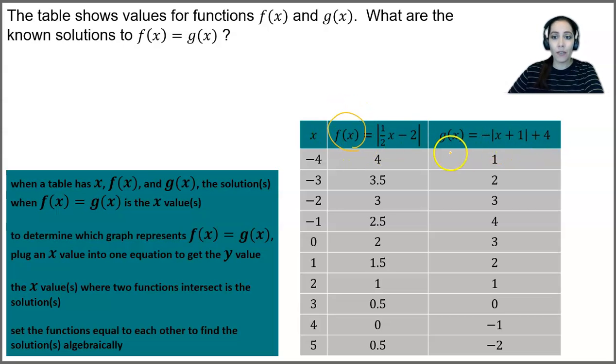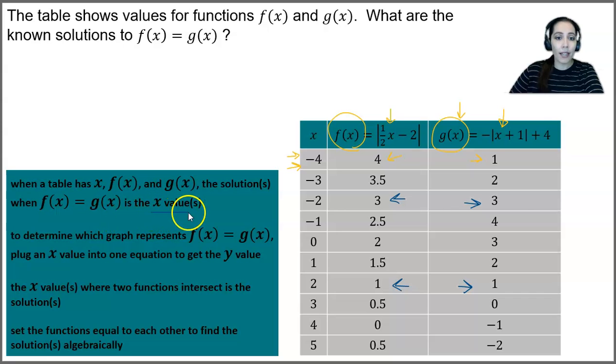So I'm looking where f of x equals g of x. What they already did here is they plugged in -4 for x, and they got 4. Then they plugged in -4 for x here for g, and that's how they got 1. So what we're going to do is look where f of x equals g of x. I can see that I have f of x equaling 3 and g of x equaling 3. F of x equals 1, and so does g of x. So where f of x equals g of x are the solutions.